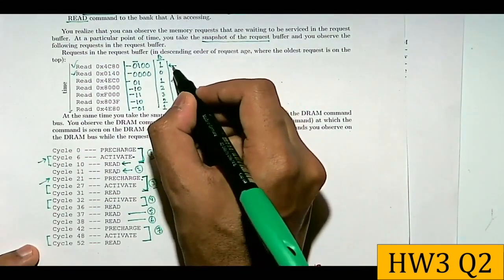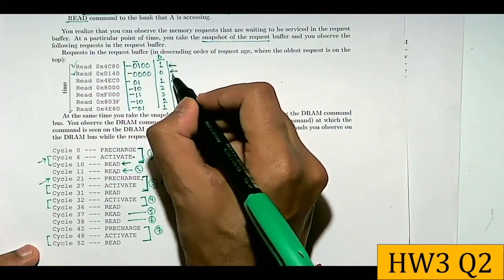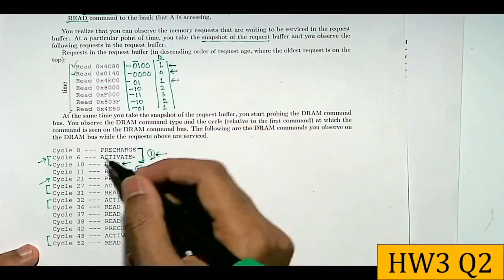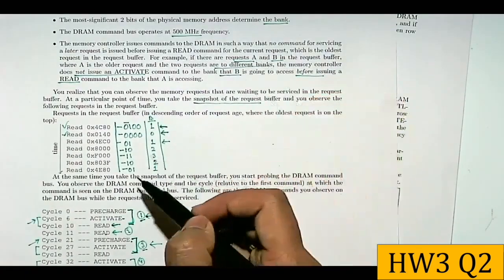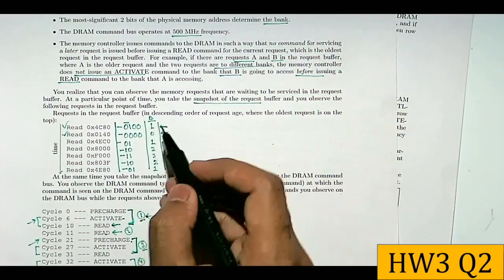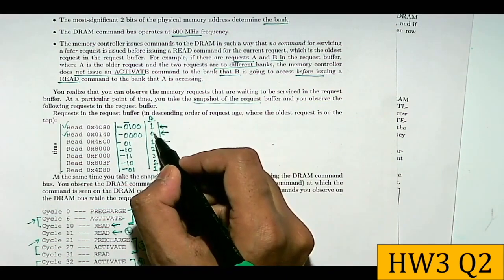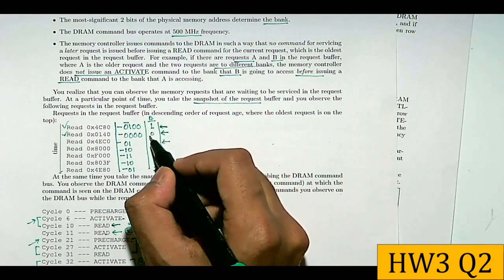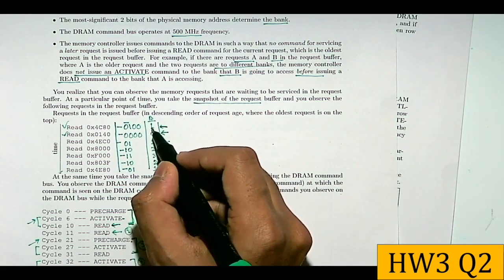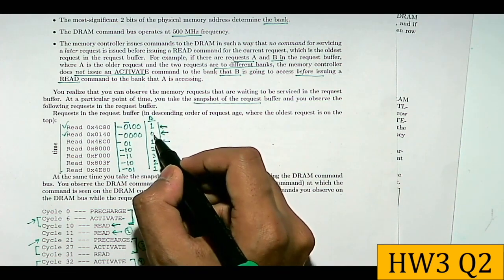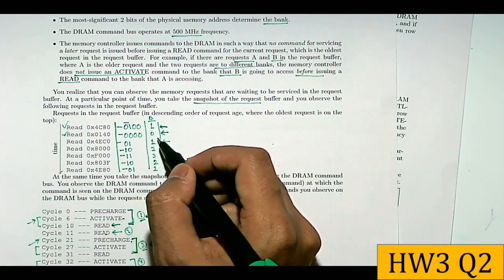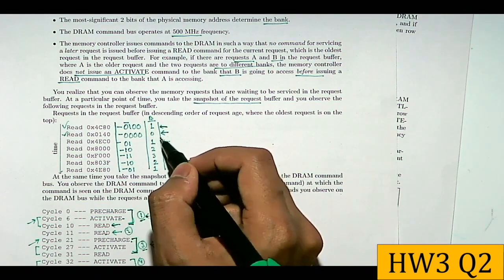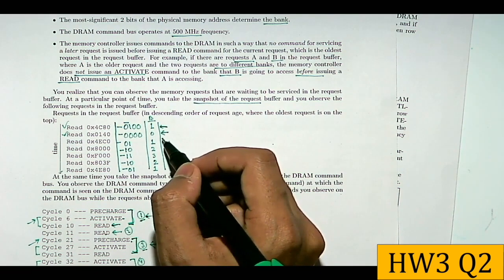Let's say this is the first access, and the second access goes to a different bank, right? If you don't know this criterion, the memory controller doesn't issue any. So there is no harm in issuing the command sequence for this second access, as long as the command sequence for the first access is going on, right? Because the second access is going to a different bank. In a real life scenario, this could have exploited bank level parallelism, right?